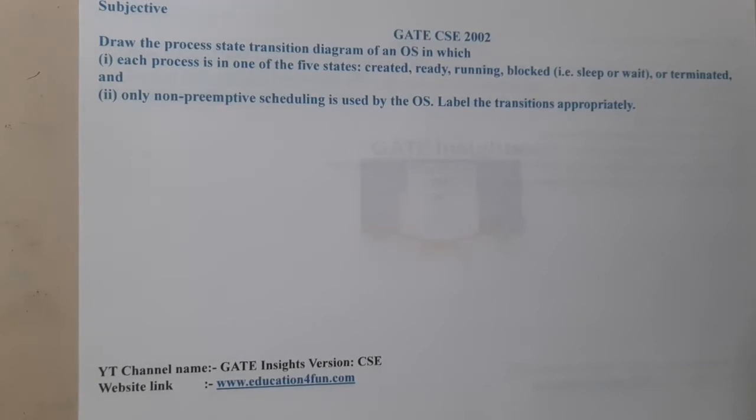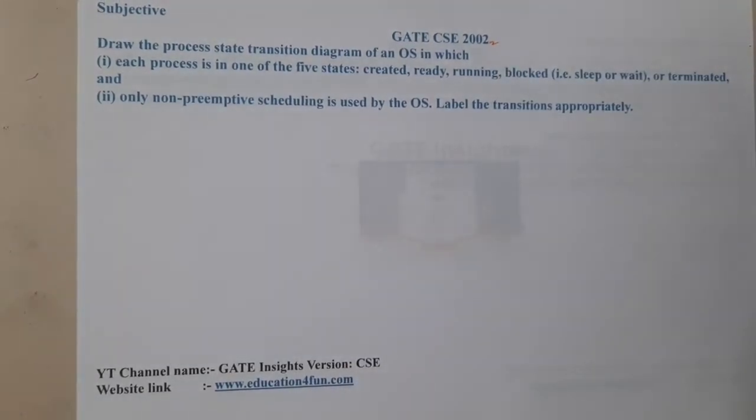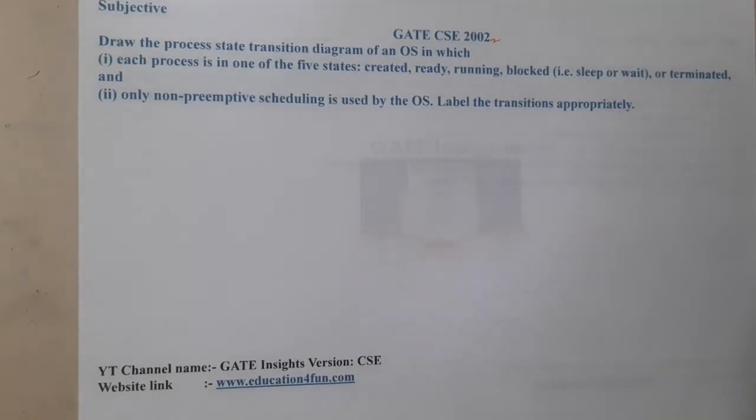In this lecture, let us go through the next question. This question belongs to GATE CSC 2002. The given question is: draw the process state transition diagram of an operating system in which... At that time they used to have subjective papers. So this is a question from that. As it is based on our topic and in our syllabus right now, I have just taken it so that we can revise some concepts, right?